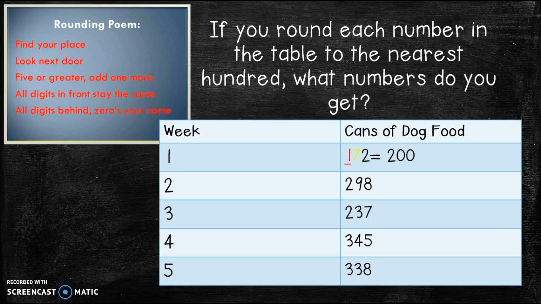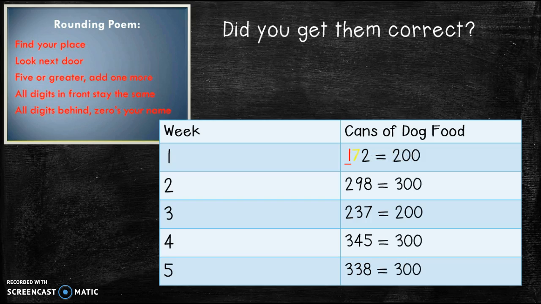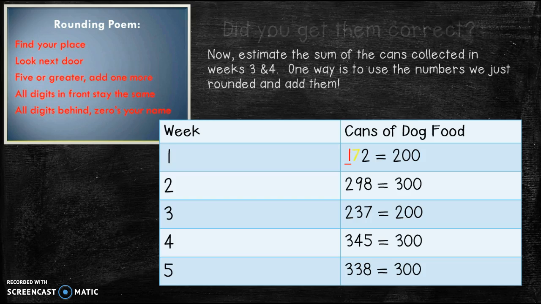Why don't you go ahead and look at the rest of these numbers and see if you can make your own estimates to the nearest 100. Stop the video, and when you're done, you can come back and play it again. Here come the estimates in 3, 2, 1. Did you get them correct? I sure hope so. If you used the rounding poem, my guess is you probably did.